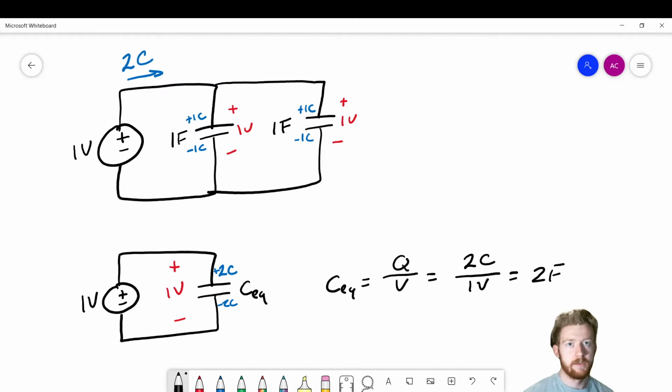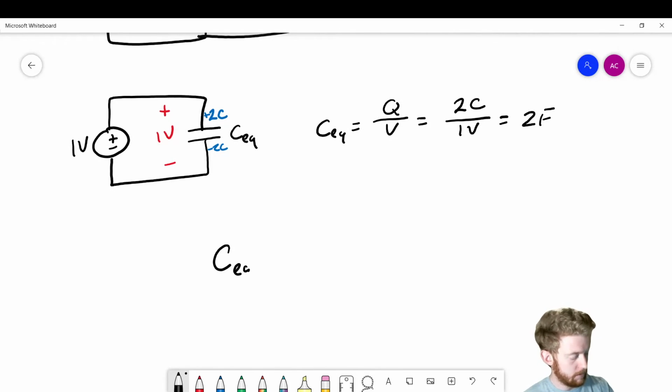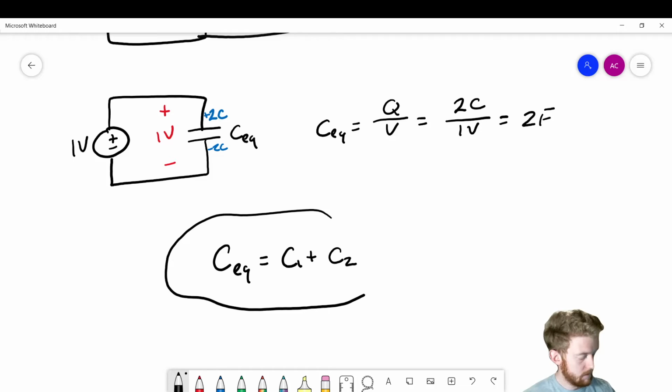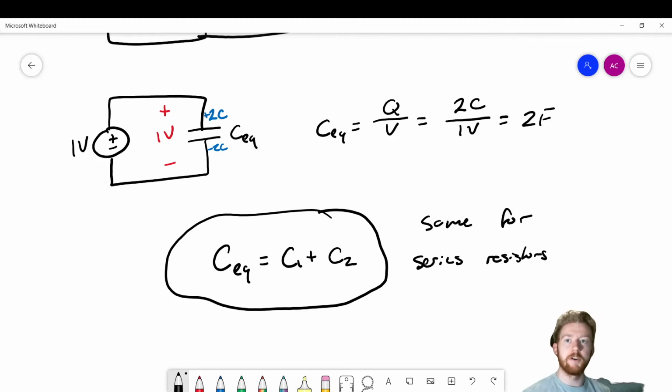Okay, so now you can see adding capacitors in parallel increases the capacitance. And we're going to be using this formula. The equivalent capacitance for capacitors in parallel is going to be C1 plus C2. So notice this is the same for series resistors. So capacitors, if they're in series, you're going to use the formula for parallel resistors. Okay, and if they're in parallel, use the formula for series resistors. So they're a little bit backwards from resistors.